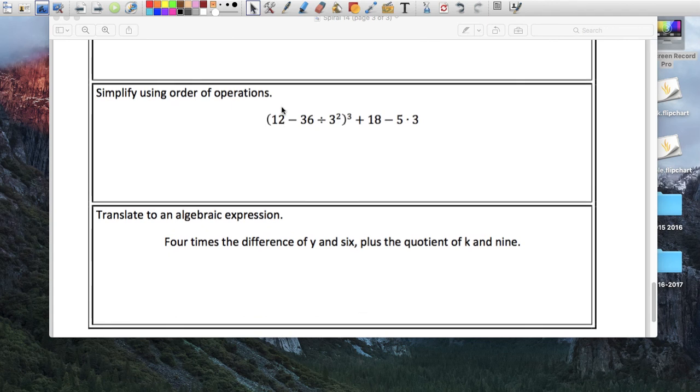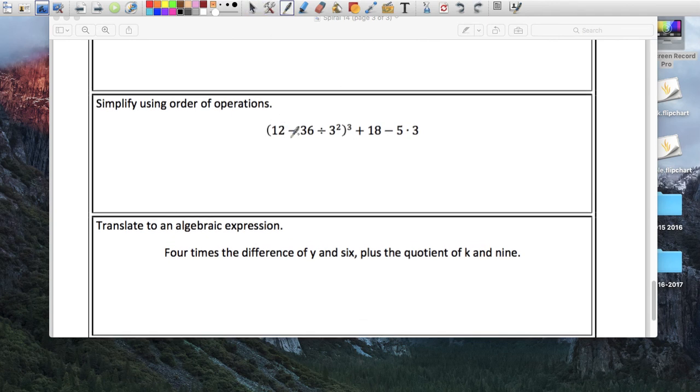Okay, so last 2. Order of operations. We're going to use GEMDAS: grouping, exponents, multiplication or division, addition or subtraction from left to right. So I have parentheses or grouping here. Inside the parentheses, I'll leave that 3 outside. Inside the parentheses, I'm going to do 3 squared. So 12 minus 36, I don't do anything, divided by 3 squared, which is 9, plus 18 minus 5 times 3.